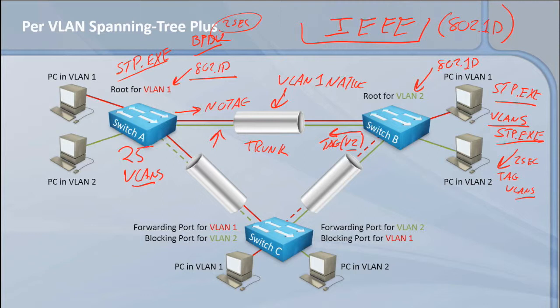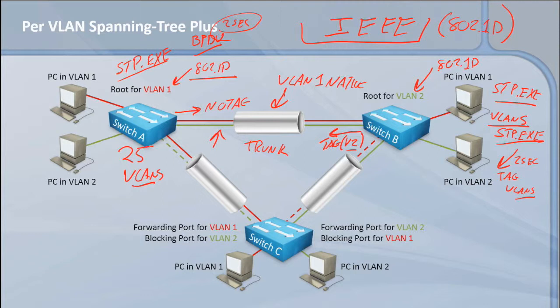Because every single VLAN has a spanning tree process running. And every single VLAN, if you wanted to, could be engineered a little bit differently. You could have 25 different root bridges if you wanted to. Normally it wouldn't make much sense, but that's, I guess you could say, the flexibility of per-VLAN spanning tree. You can run a different logical topology with different forwarding and blocked ports for every single VLAN.